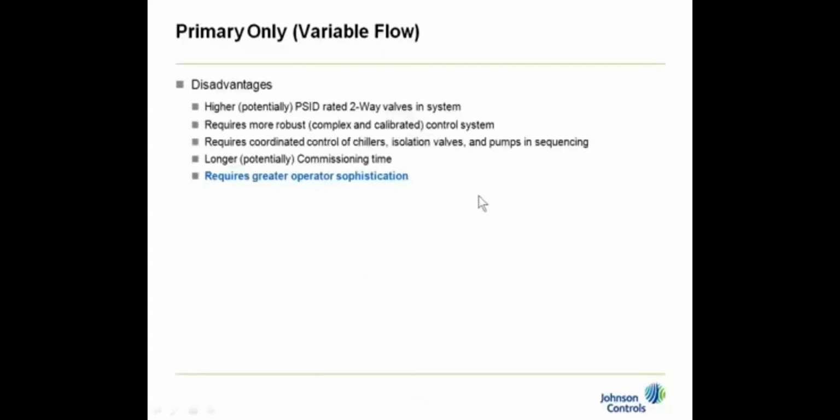Disadvantages of variable primary flow is that you could have a higher PSID rated two-way valves in the system. That's the load valves, the bypass valve. They could be higher, but 95% of the time they won't be. It'll be the same. It does require a more robust or complex calibrated control system. This is because we now have the bypass valve in there. If we're going to take advantage of the headered pumping in the VPF system, then it's going to have some more requirements, because clearly if you're running 2 chillers with 3 pumps, that's going to be different than just cycling the pumps off with the chillers.